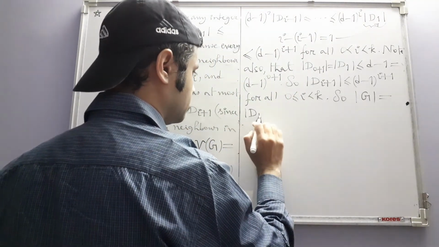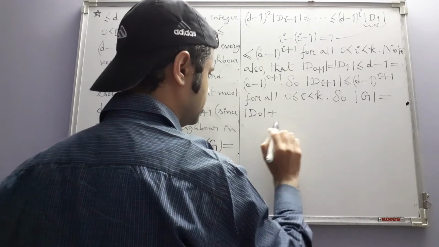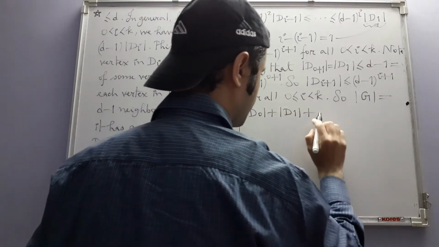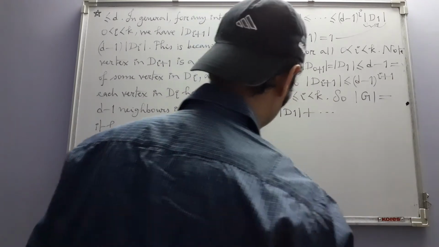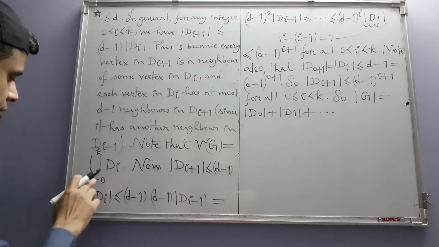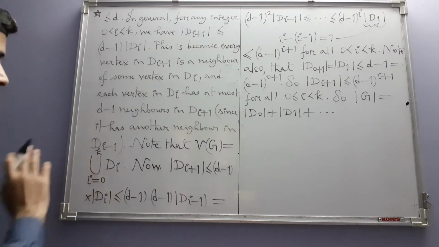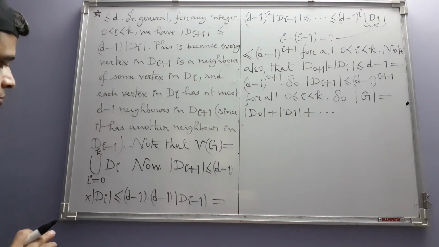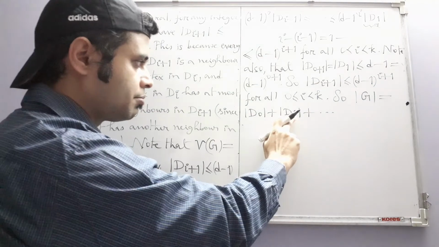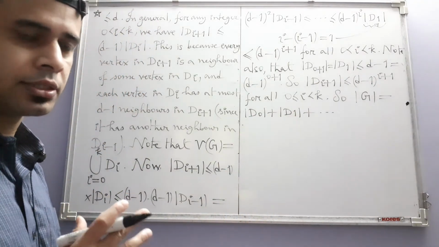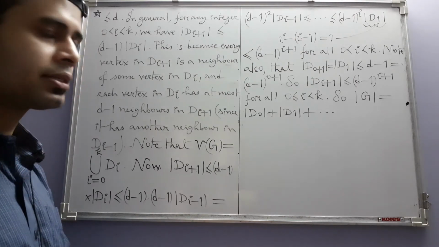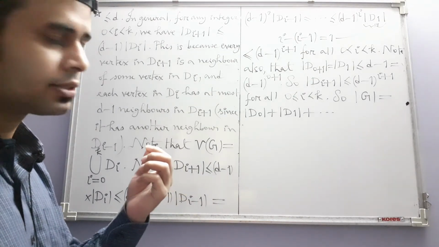the number of elements in D0, in D1, like that. But we don't really know whether we will be able to go till k. We will be able to go till the radius of G. The maximum value of the subscript will be the radius of G, because that is the maximum possible distance at which any vertex can be from the central vertex Z.